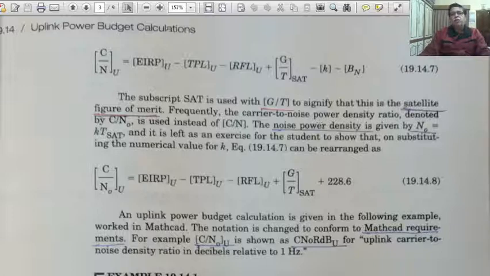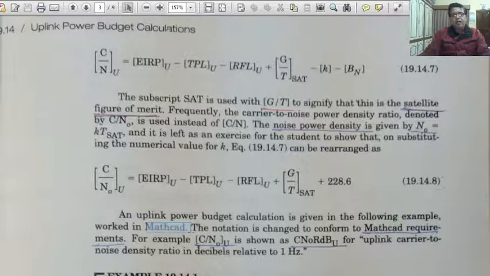Frequently, the carrier to noise power density ratio, denoted by C upon N0, is used instead of C by N. The noise power density is given by N0 equal to k T SAT, and it is left as an exercise for the student to show that on substituting the numerical value for k, equation 7 can be rearranged as C upon N0 U equal to EIRPU minus TPLU minus RFLU plus G by T SAT plus 228.6.